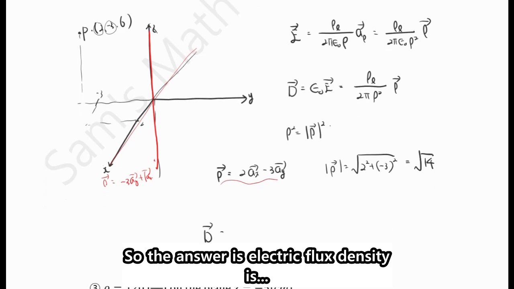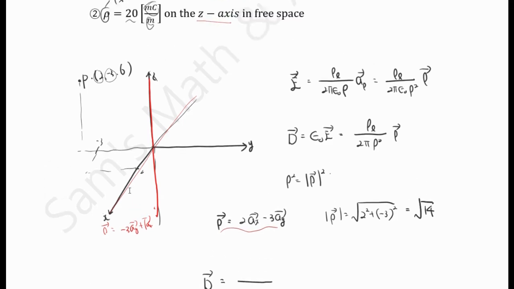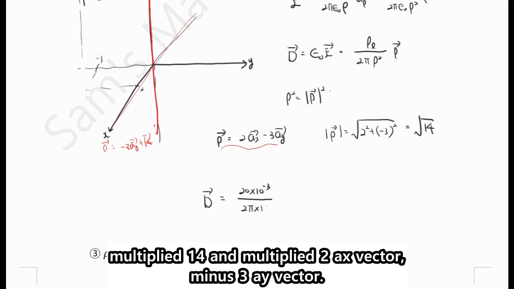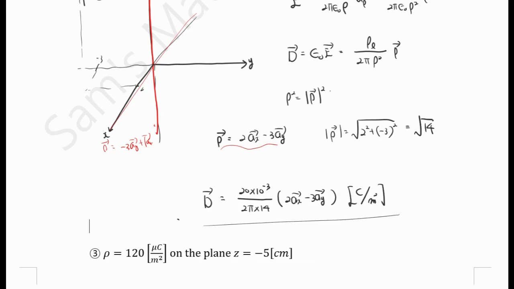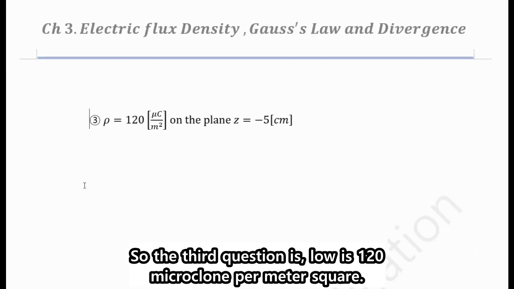So the electric flux density is rho L, 20 millicoulomb, which is 20 times 10 to the power minus 3, over 2 pi times 14, times 2ax minus 3ay. The unit is coulomb per meter squared. This is the answer. So the third question is, rho is 120 microcoulomb per meter squared.